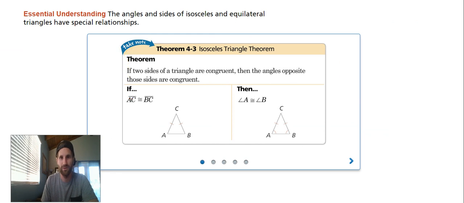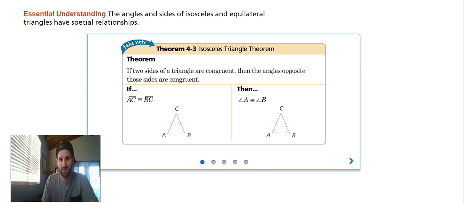Okay, so here's our first theorem, and this is probably one of our most important ones. It says if two sides of a triangle are congruent, then the angles opposite those sides are congruent. So if I say CA and BC are congruent, then I know the base angles are congruent. This is really important. Basically, it's kind of what the definition of an isosceles triangle is. As long as two sides are congruent, then the other two angles are too.